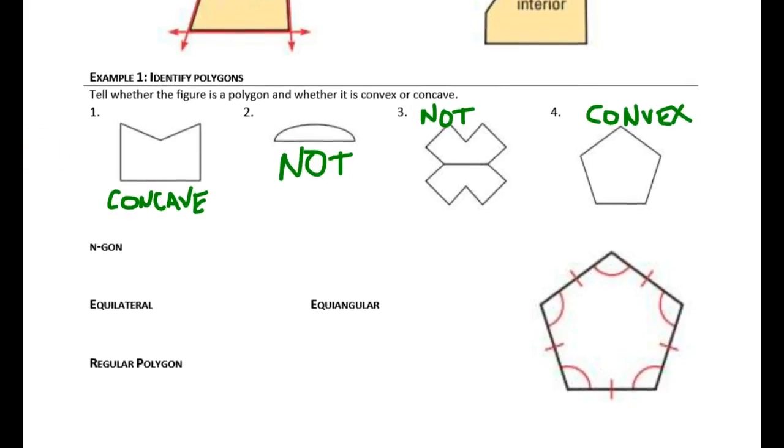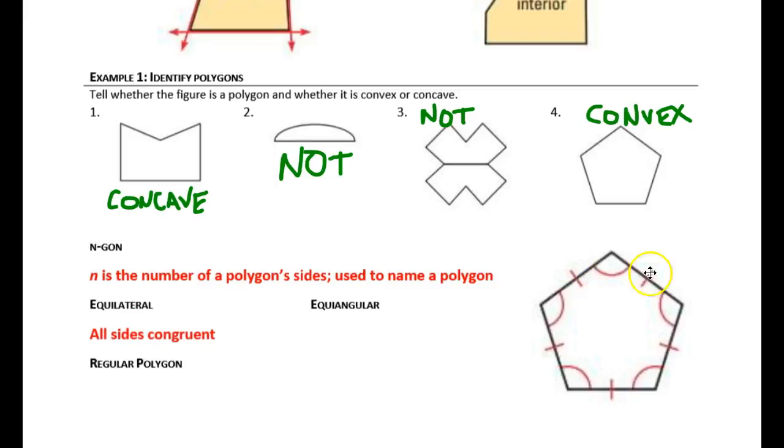Alright, now sometimes you might hear a polygon referred to as an n-gon. In an n-gon, n is just referring to the number of sides that's used to name the polygon. So for example, once you get above the common names for polygons, we usually just call them a 13-gon or a 20-gon. If a polygon is equilateral, that means all of its sides are congruent and it should be marked accordingly. If it is equiangular, all interior angles are congruent and they would be marked accordingly.